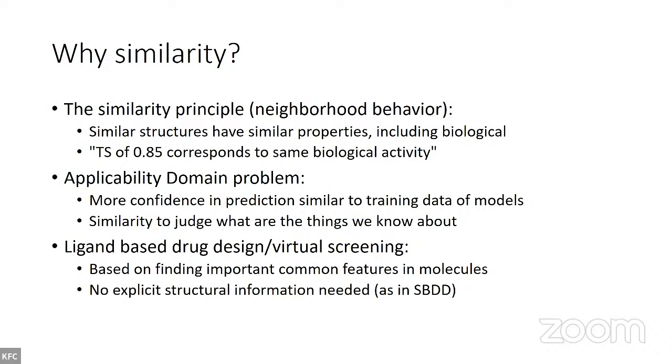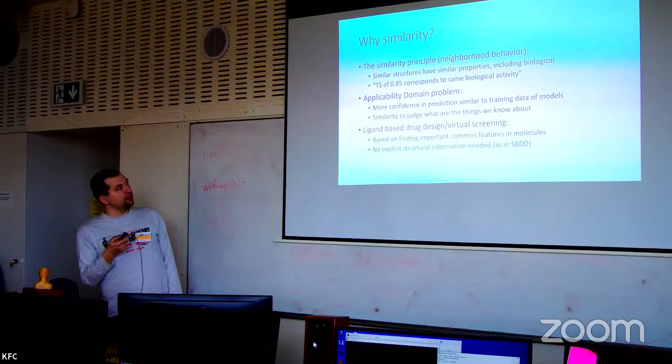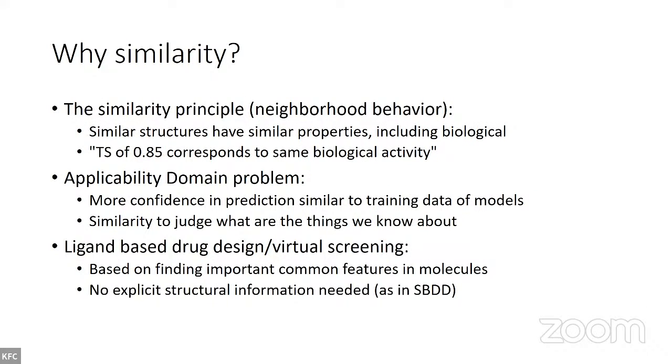Now, why do we care about similarity? The main reason why we care about similarity in chemistry or medicinal chemistry context is because of what is called the similarity principle, or outside of chemistry, this is also called neighborhood behavior. And this simply means when you have a similar structure, you expect similar properties, including biological properties. For example, here there is a very often quoted number. It's a little bit of a bad rule of thumb, but TS stands for Tanimoto similarity. I will explain later on what this means.